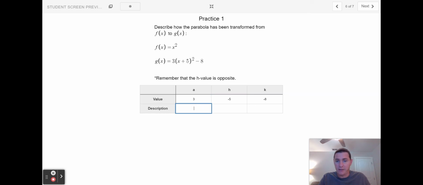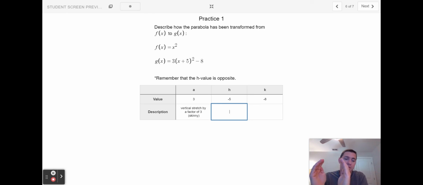So what does this a value do? What is the 3? That is a vertical stretch by a factor of 3. It makes it skinny. Okay. All right, this -5. Well, why is it minus? Well, because inside the parentheses, we do the opposite because we want to make it 0, right? So opposite of +5 is -5.